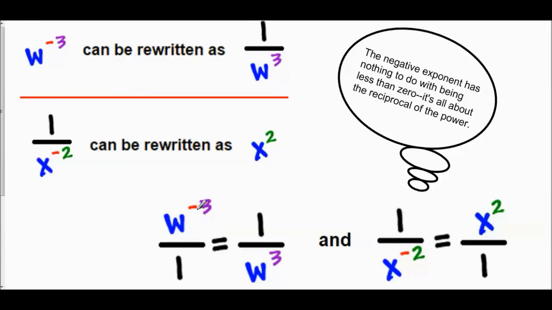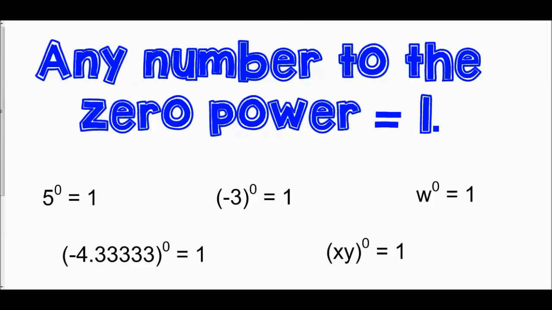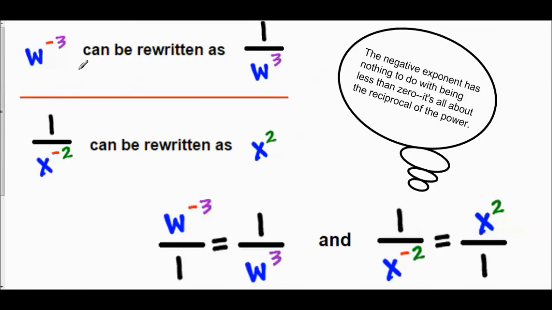w to the negative third over 1 is equal to 1 over w to the third. See how it's the reciprocal of it? And likewise, 1 over x to the negative second power is equal to x squared over 1. It's the reciprocal of it. That's what you do with a negative exponent. So summing up, numbers to the 0 power equal 1. Negative exponents move that power to its reciprocal position.